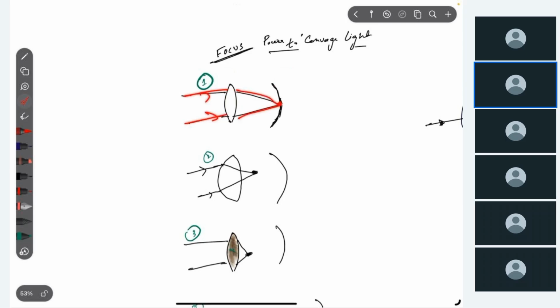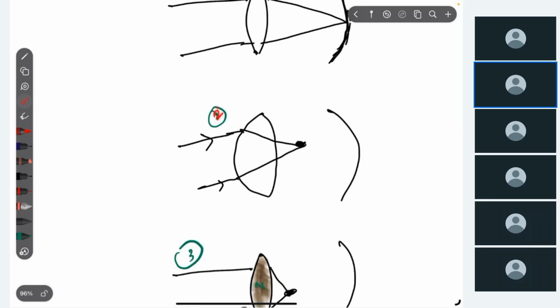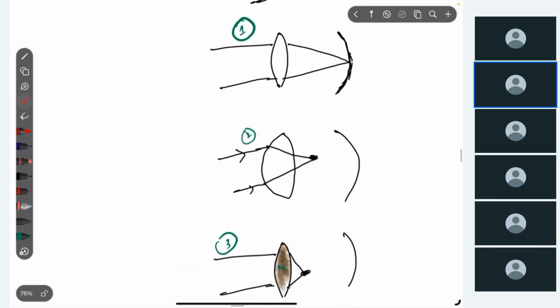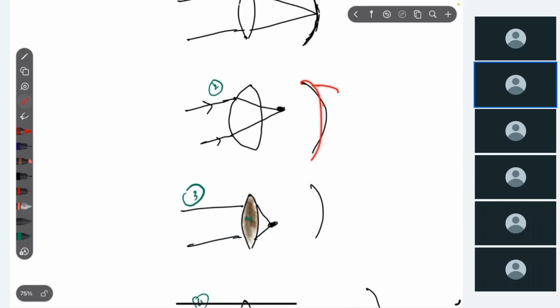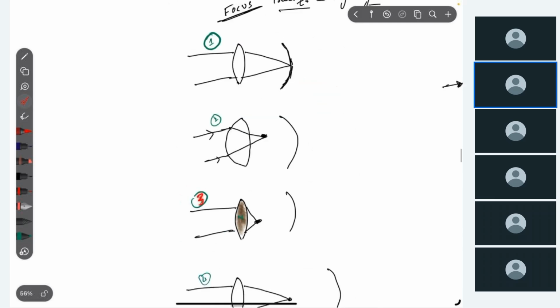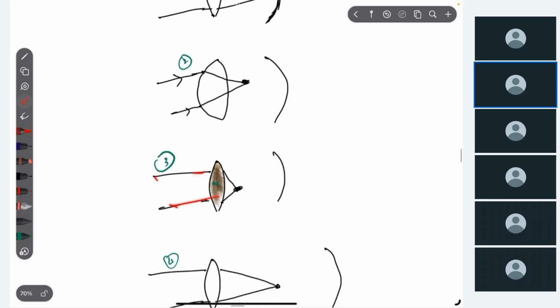Now we will change some variables and see what happens to the power. If I increase the curvature of this lens, as I show in the second scenario, the power of the lens has increased. It is focusing light rays in front of the screen, that is the retina. In the third scenario, we fix the lens and the screen, but we increase the refractive index of the lens. Again, the power of the lens is increased and it will focus the light in front of the screen.